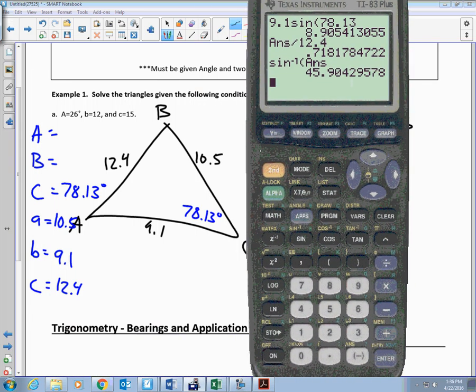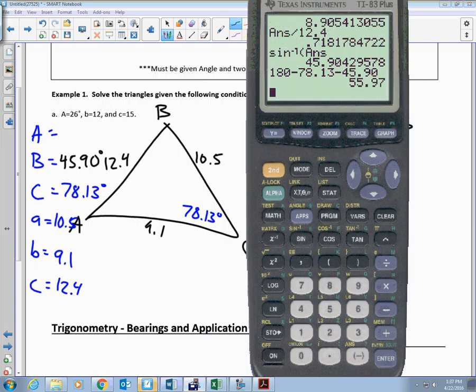I get 45.9. Just mathematics everywhere. All right, now what? Yeah, now they just add up to 180. So we have 180 minus 78.13 minus 45.9, and I get 55.97. Bada bing, bada bam, bada boo.